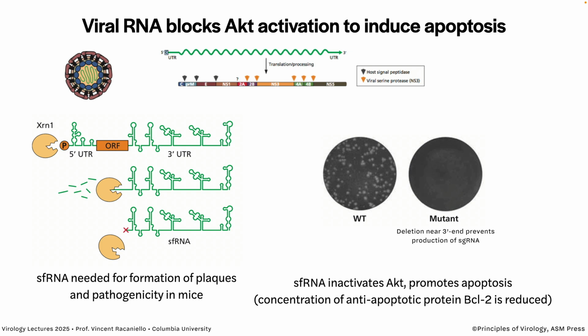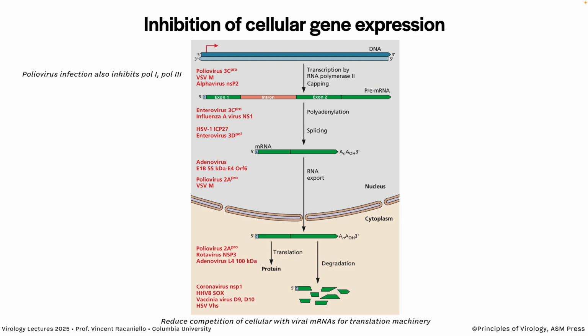Now, this doesn't exist so that scientists can do plaque assays, right? It's somehow there to kill cells. That's what apoptosis is. So if you do apoptosis, you get a plaque. And so the bigger picture, what's the function of this? It's not clear to me. If you take this mutant virus and put it in mice, it has reduced pathogenicity. So this sfRNA is selected for some reason. I'm not clear, but this is an interesting example of how an RNA can inactivate a protein, AKT.